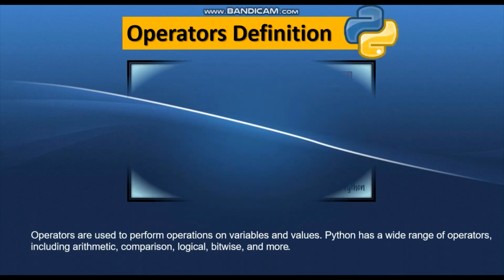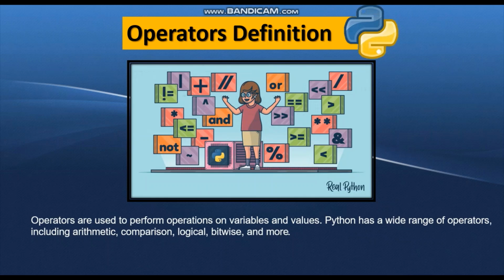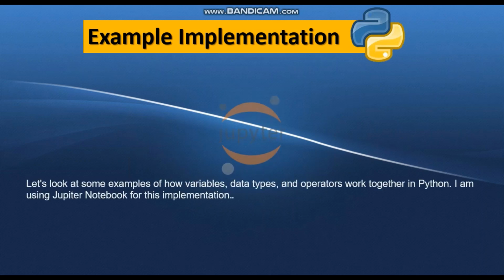Operators are used to perform operations on variables and values. Python has a wide range of operators, including arithmetic, comparison, logical, bitwise, and more. Let's look at some examples of how variables, data types, and operators work together in Python. I am using Jupyter Notebook for this implementation.